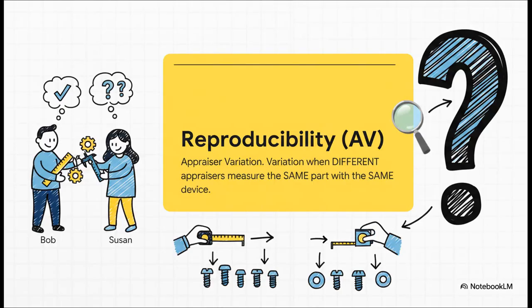All right, so the other piece of the puzzle is reproducibility. And you can think of this one as appraiser variation. This is the variation that pops up when different people measure the same part with the same tool. This is huge. It tells you if your process depends on who's doing the measuring. Is Bob getting a different number than Susan for the exact same thing? If so, you've got a reproducibility problem.